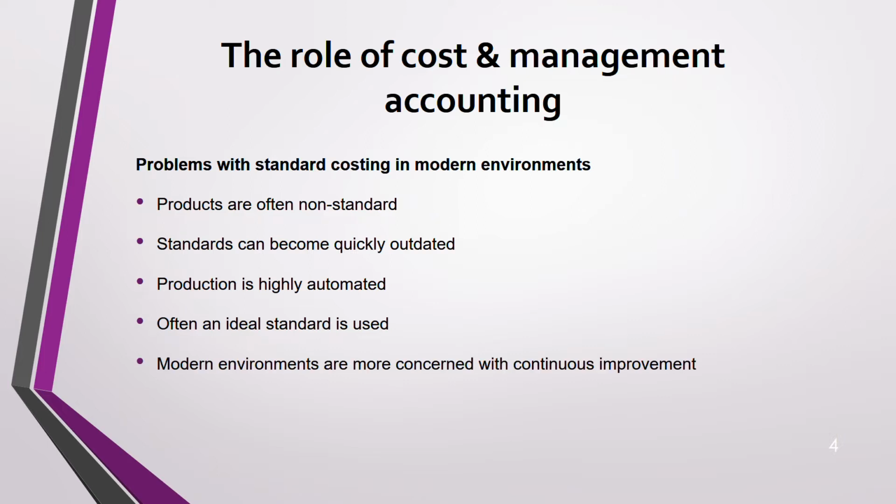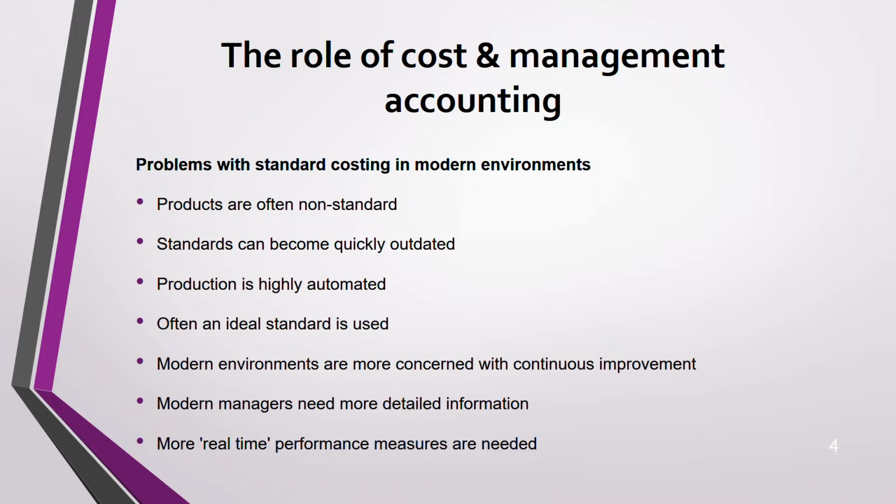Modern environments are more concerned with continuous improvement. You continuously improve. This we do in variance analysis. Remember, variance analysis means the difference between your budget and your actual. So you try to improve always in the modern environment. You do not remain the same forever. So the costing also cannot remain the same forever. That's why when you do budgeting with standard costing, it becomes very difficult. Modern managers need more detailed information. And real-time performance measures are needed.